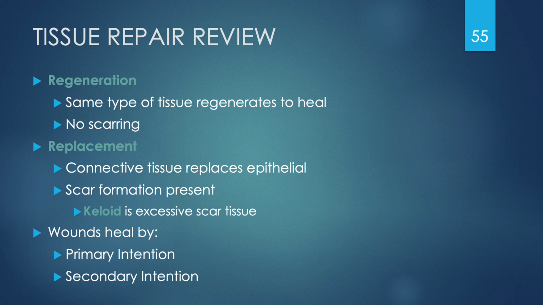Now, there can be two different types of healing for wounds. Wounds can heal either by primary intention or secondary intention. Primary intention is simply when you are able to reapproximate the two edges of a cut area. So, for example, you cut your foot, you get stitches, they're going to pull the two edges together and suture them together so that the two edges are touching, and that will be healing by primary intention.